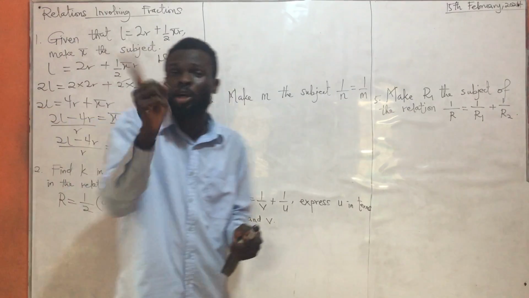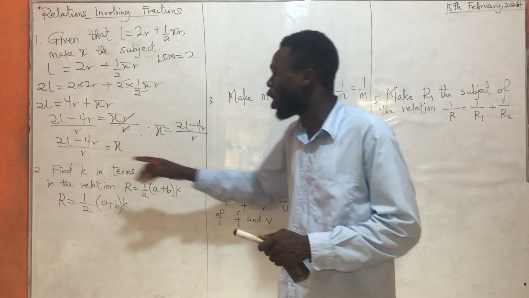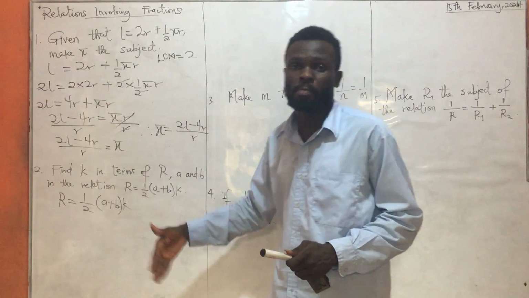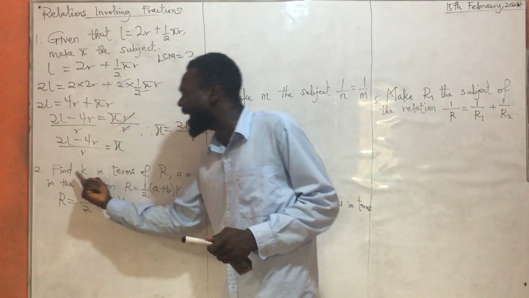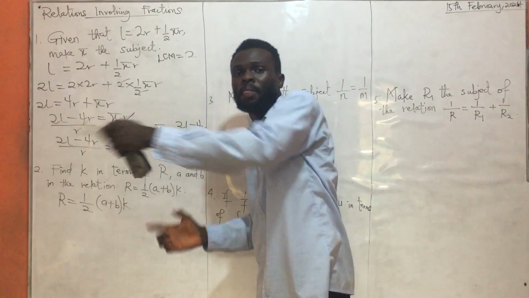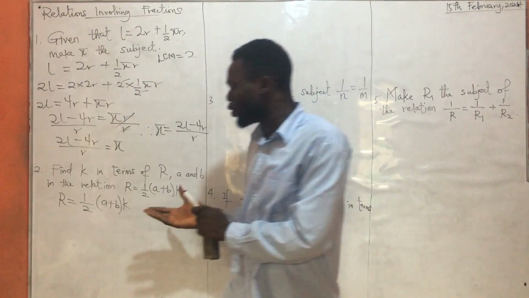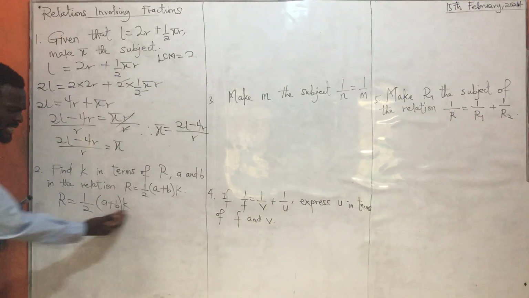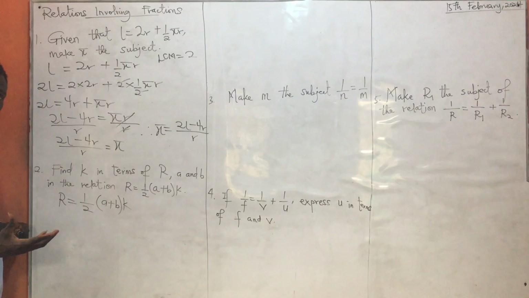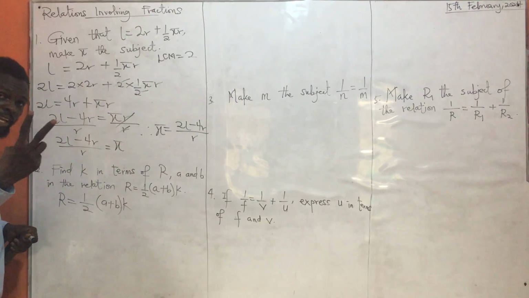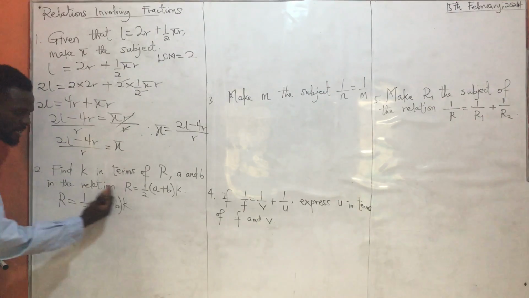So sometimes they will not always say make k the subject in the relation. In some questions they may say find k in terms of the others, which means solve for k to stand alone. Now look at the question. How many terms do we have in this question? Can we guess? We have 2 terms. What are the terms? This and this.